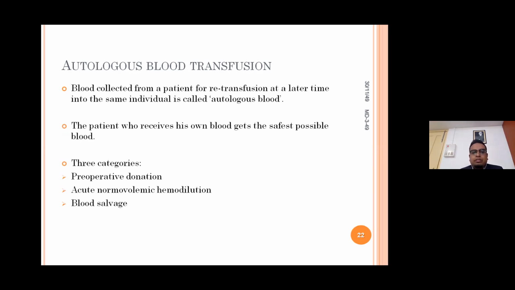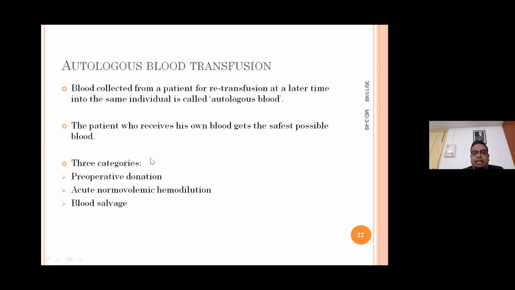What is autologous blood transfusion? Now, autologous blood transfusion is blood collected from a patient for retransfusion at a later time into the same individual during his or her surgery. So when the patient is receiving his own blood, he gets the safest possible blood.